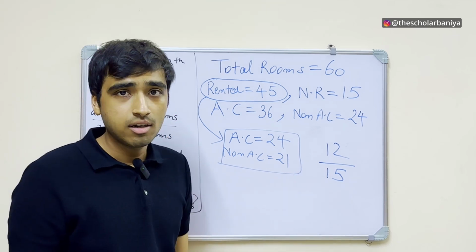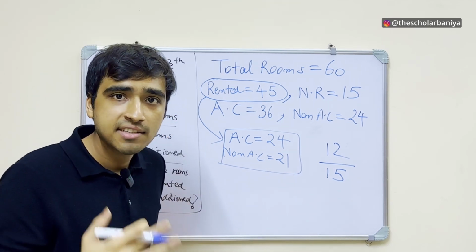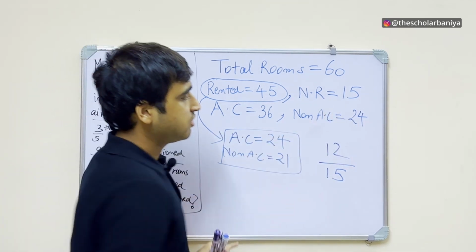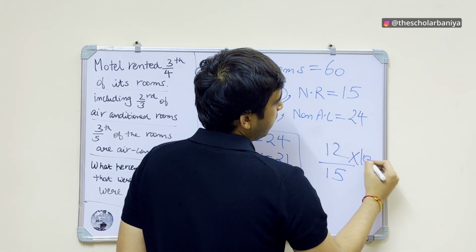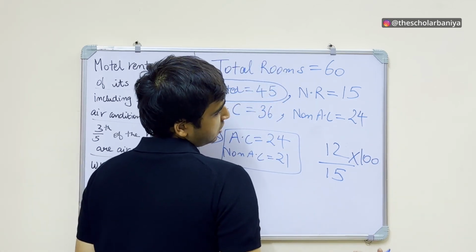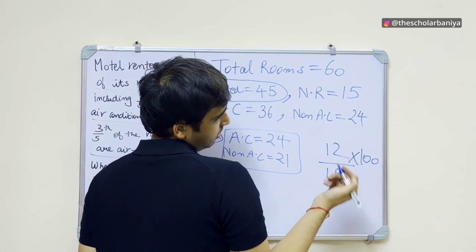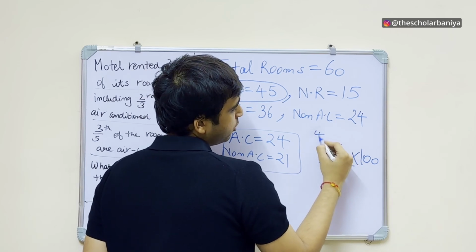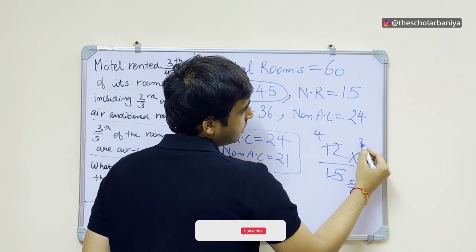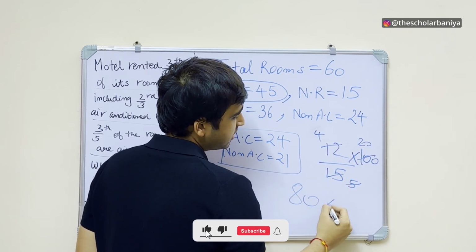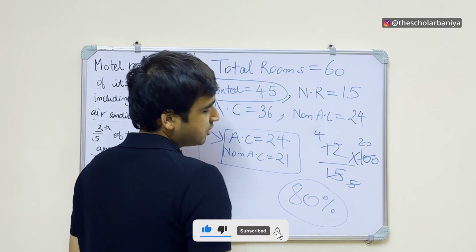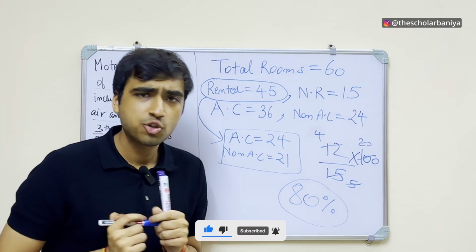And total rooms which have not been rented is 15. So 12 upon 15 into 100. This is your answer. So this is how much? 3 fours are 12, 3 fives are 15, so 4 upon 5 into 100, 5 twenties are 100, so this comes out to be 80%. So this is your answer. I hope this should be pretty clear.